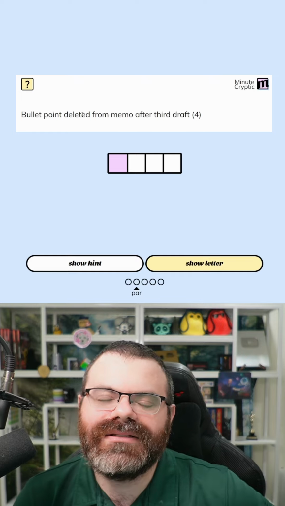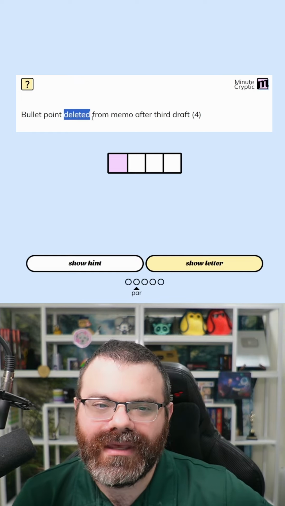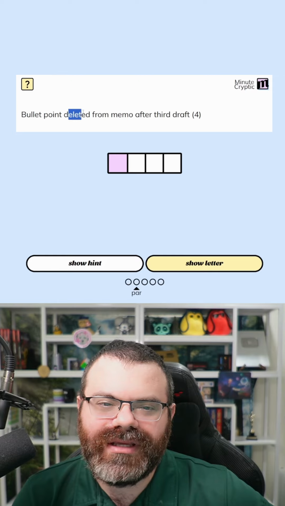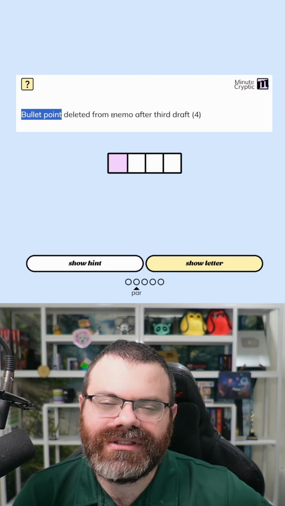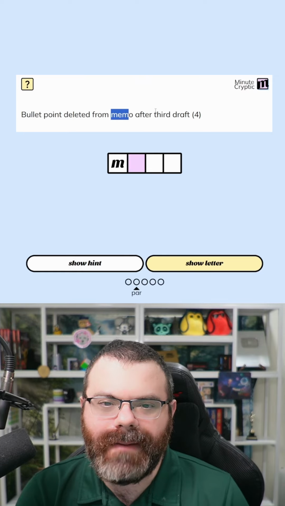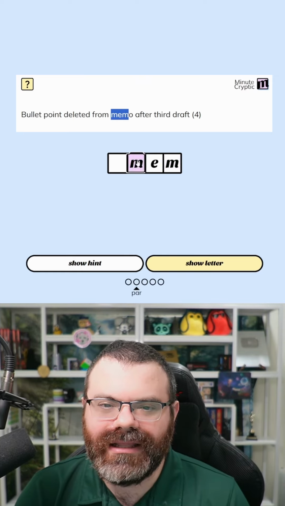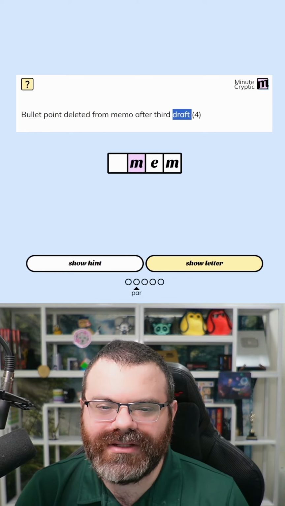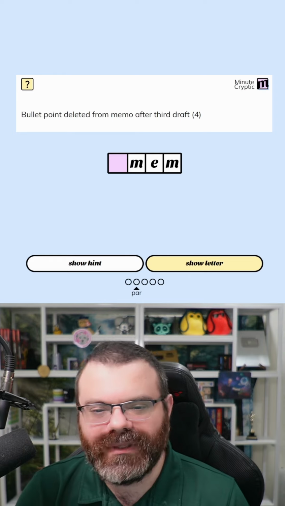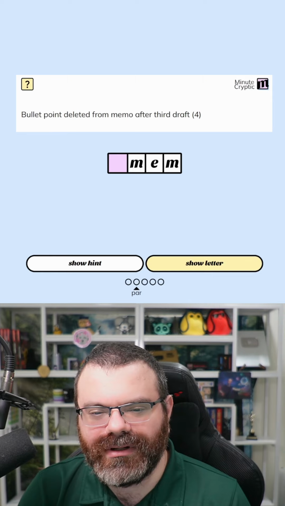So what is our, I think deleted is definitely a wordplay indicator. So bullet point deleted from memo. A bullet point kind of looks like an O. So I think we're deleting the O from memo and we get mem. But mem is going to be after a third draft, or it's going to be after a third. And our answer is draft. I don't see how mem actually can be the end of a four-letter word.